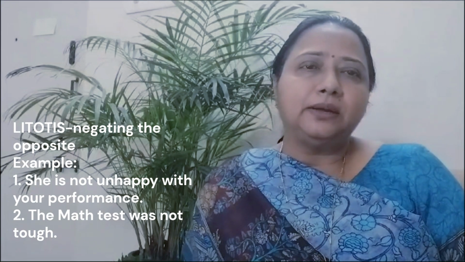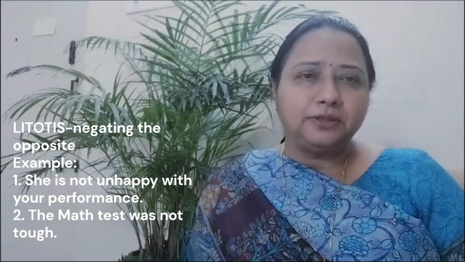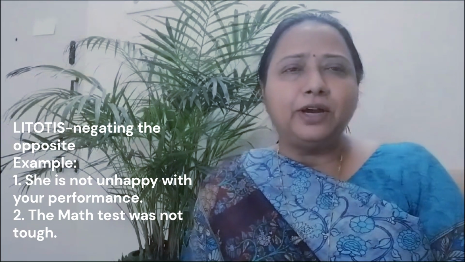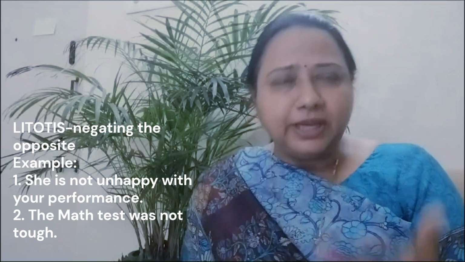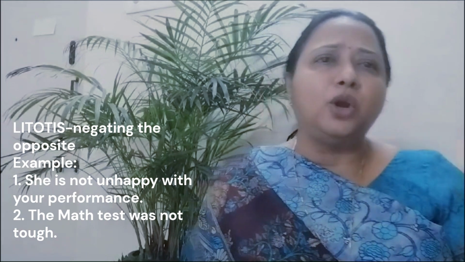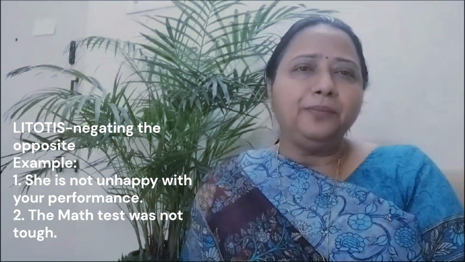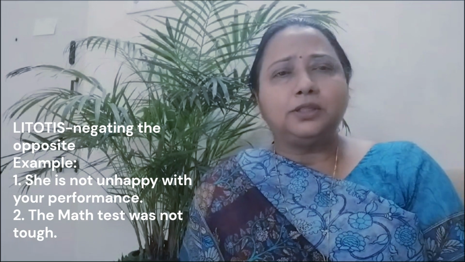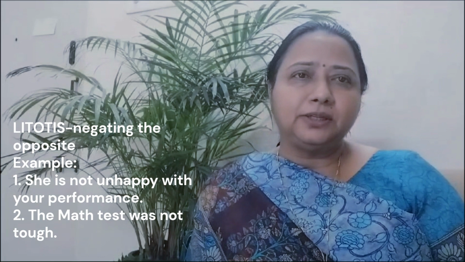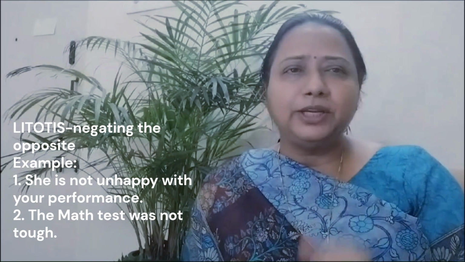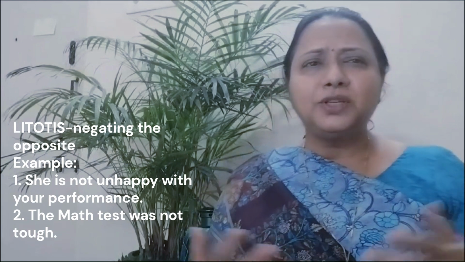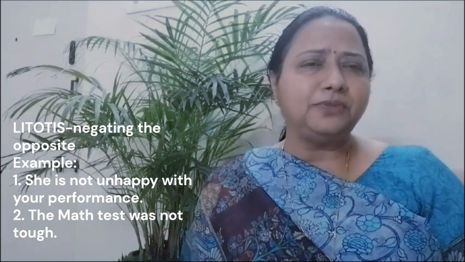Moving on to the next one, the last one, that is litotes. In this, negative statement is made to affirm a positive statement. So we can simplify it by saying that a point is made by saying that something is not something. So to better understand this, let us take one example. "She was not unhappy with your performance." So here we have used two negative words, not unhappy. So instead of just saying that she is happy with your performance, we have used not unhappy.